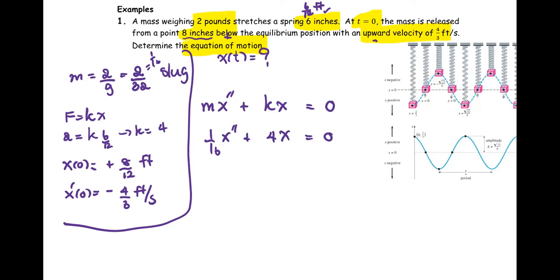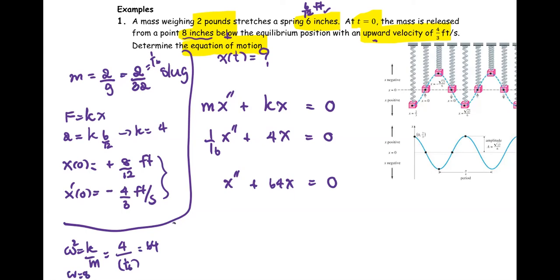Then from this equation, with the two initial conditions, we just rearrange to get ready to find the solution. So we work on x double prime plus, multiplying by 16 all the way, 64 x equals 0. And as we check, omega squared is k over m, right? The k is 4, the m is 1 over 16, which comes back to 64. That means omega is going to be 8, just for our reference on the notes on the side there.